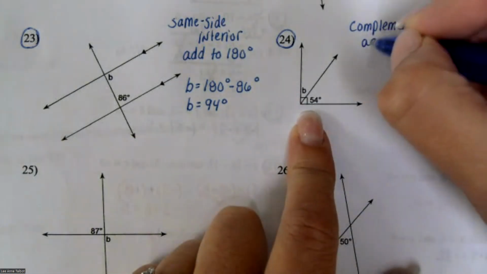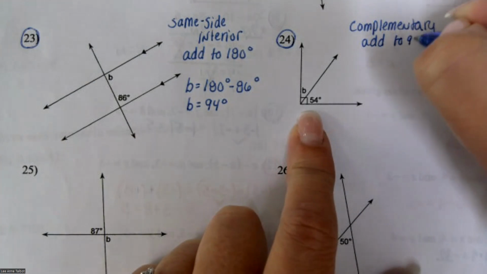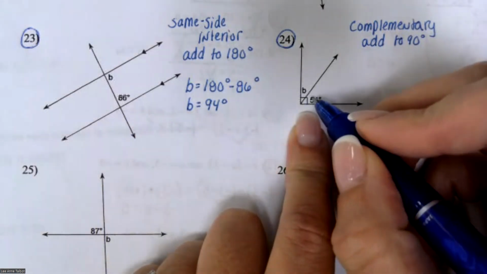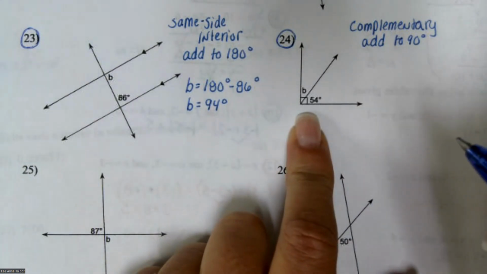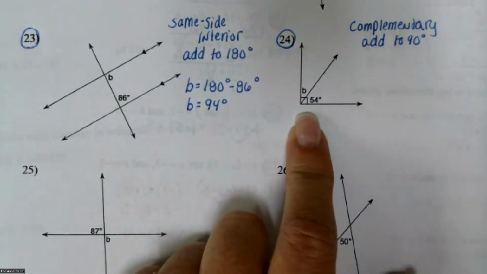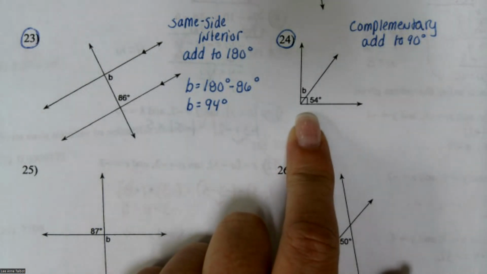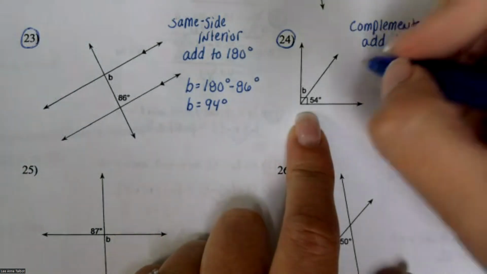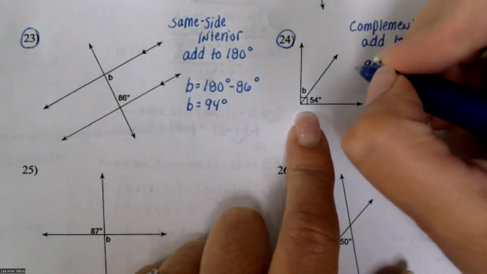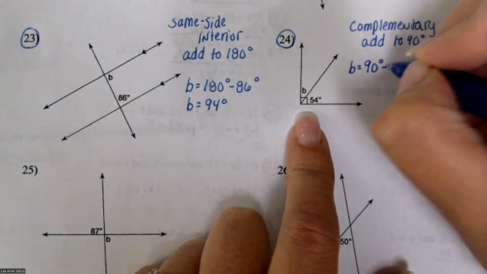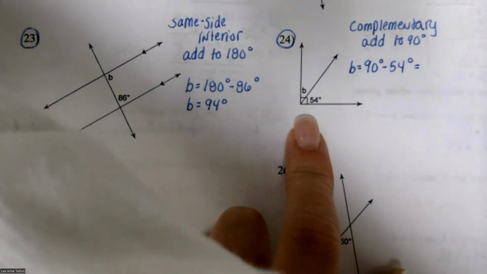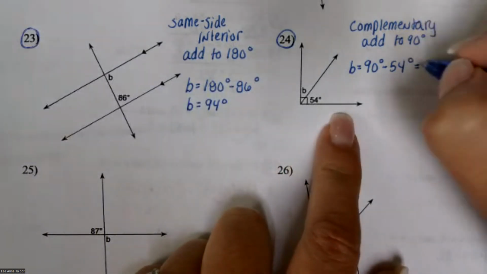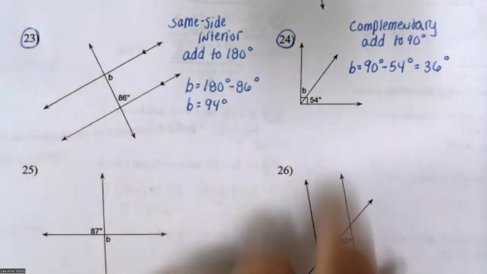Complementary angles add to 90. You can see the little 90 right there with the box. So 90 minus 54 is 36.